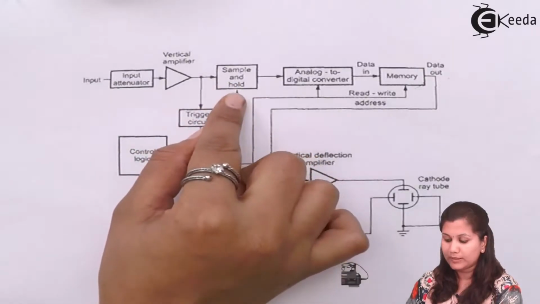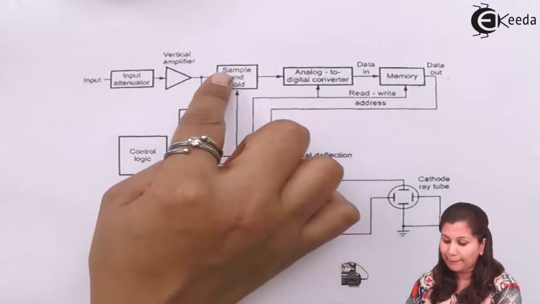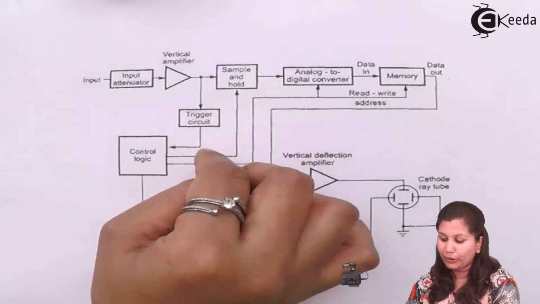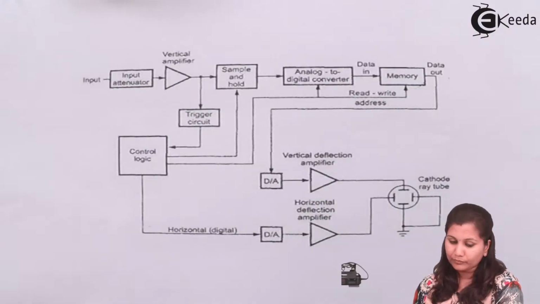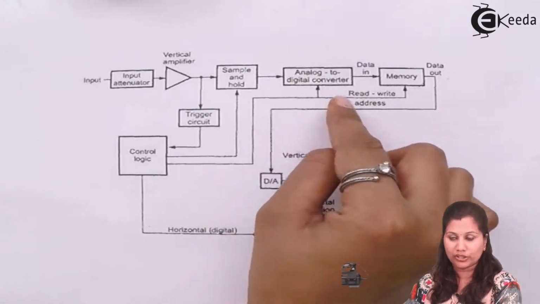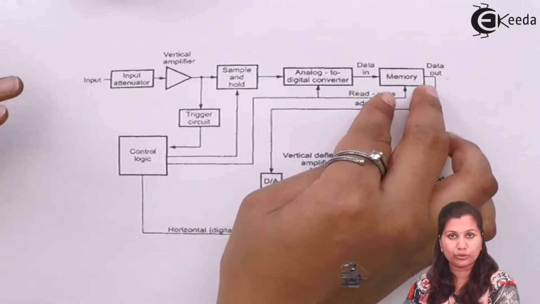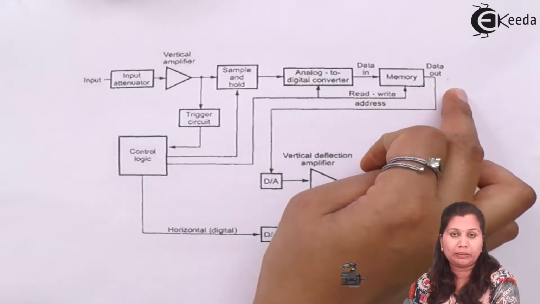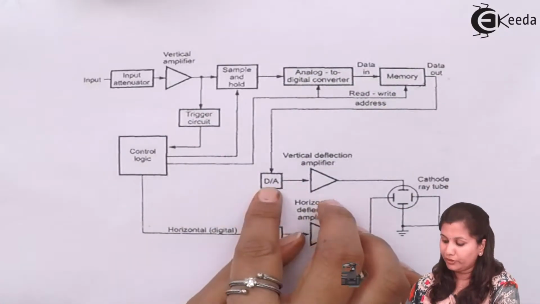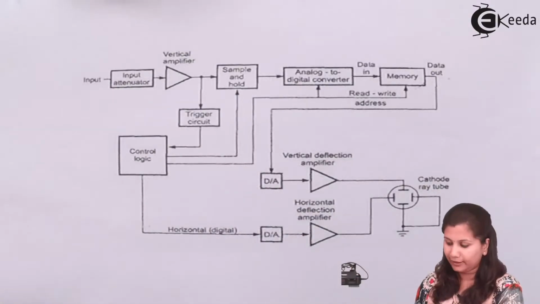Then a sample and hold circuitry is used, which is going to sample the analog signal so that it can be converted into the digital form. After that we have an analog to digital conversion. Then memory, so that the digital signal will be stored in the memory, data in and data out. Now after coming out of the memory, this will be a digital signal. So here we have a D to A converter which is going to convert the signal again into the analog form.